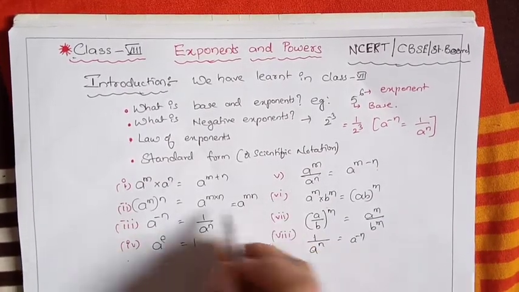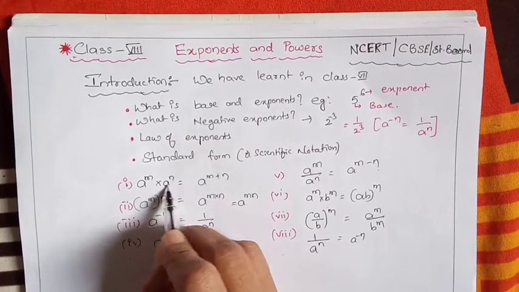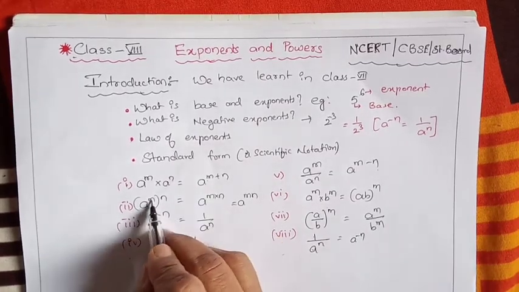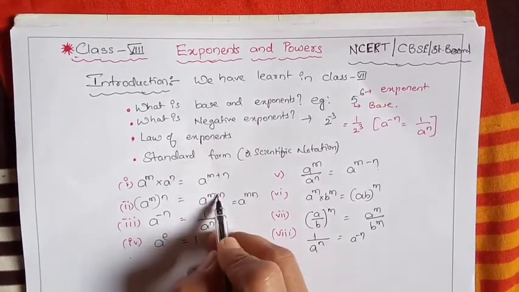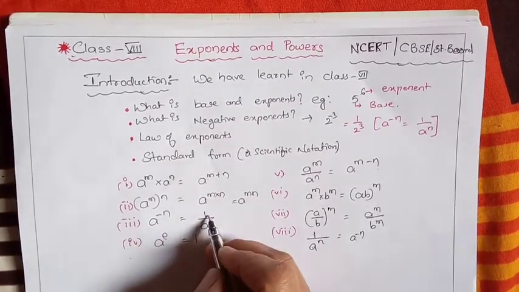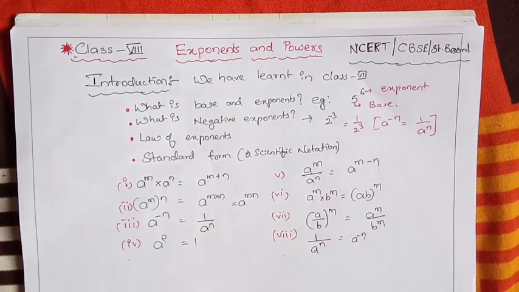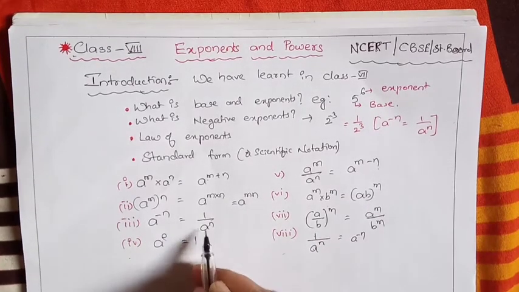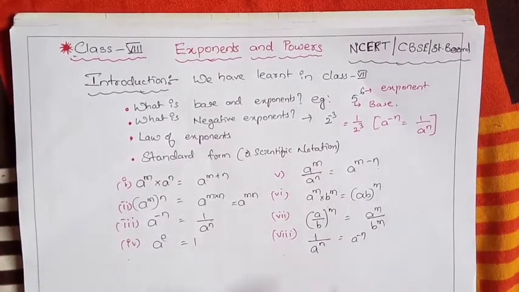Once again, as bases are equal, we are adding the powers. If two exponents are there, we are multiplying the exponents. If a negative exponent is there, we write it as the denominator and the negative becomes positive.